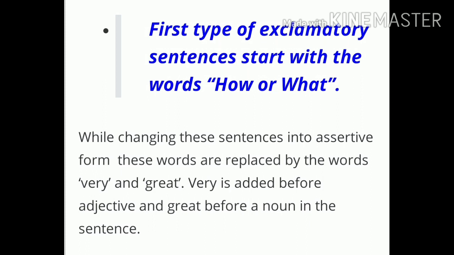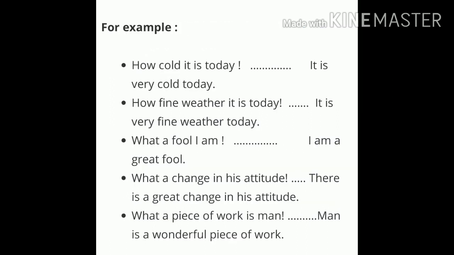Now understand when to use very and when to use great. Very is added before an adjective and great is placed before a noun in the sentence. So children, I am repeating it. Very is added before an adjective. Adjectives are describing words, and great is placed before a noun, and nouns are naming words. Children, let's understand this rule through some examples.